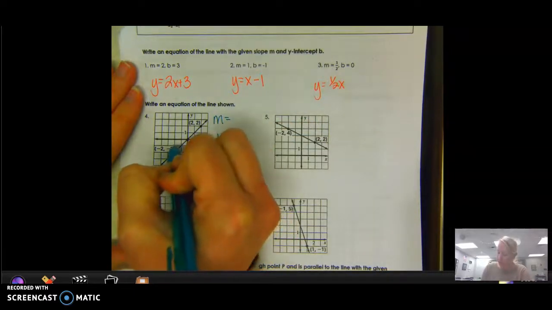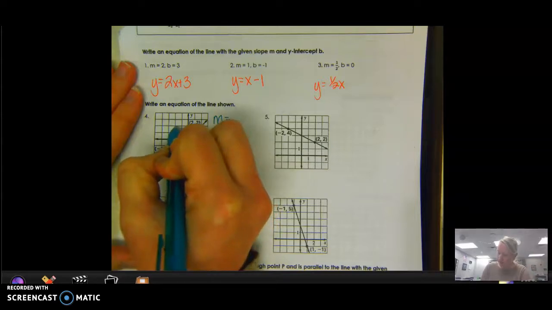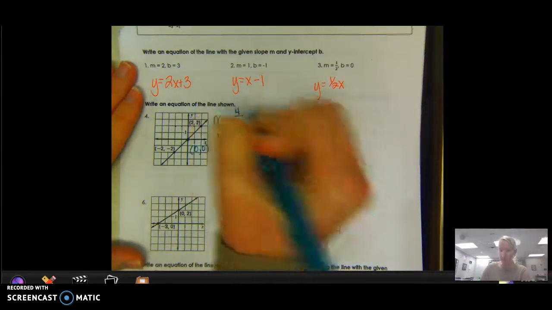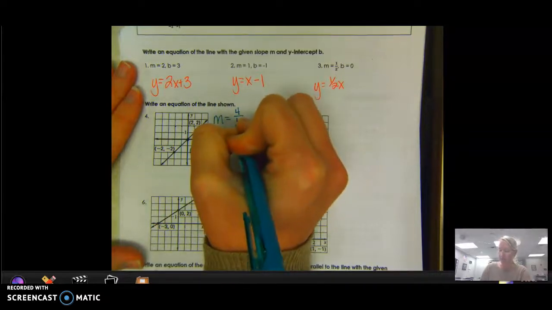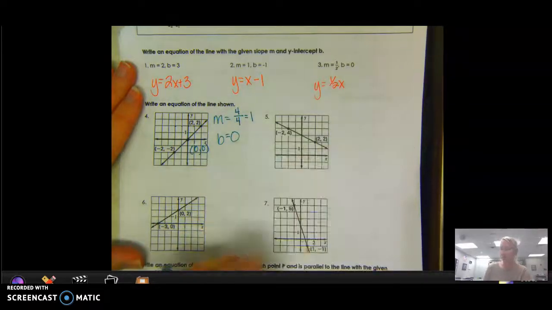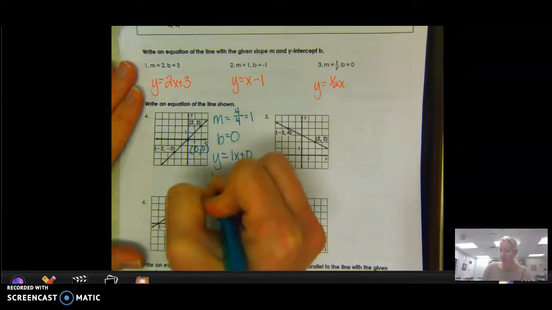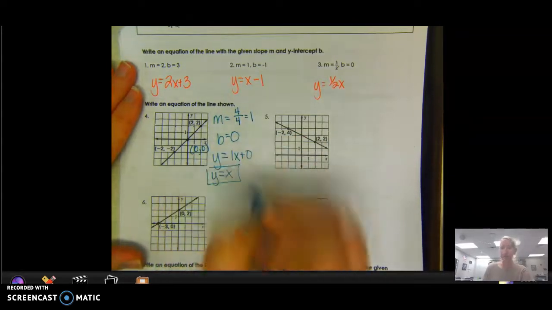Your slope, you go up 1, 2, 3, 4, and I run 1, 2, 3, 4. Up is positive, so it's a positive 4. To the right is positive 4 also. We reduce that to a 1. So this is just y equals 1x plus 0. Typically, how you will see this equation is y equals x.